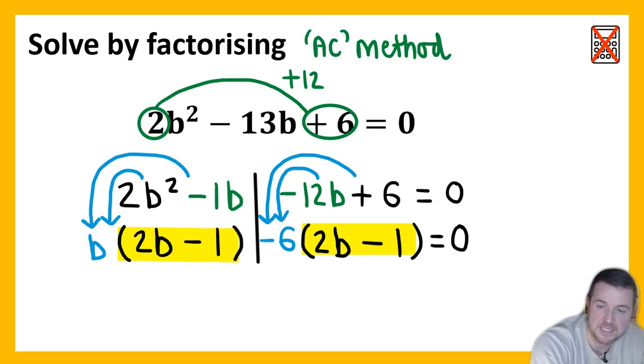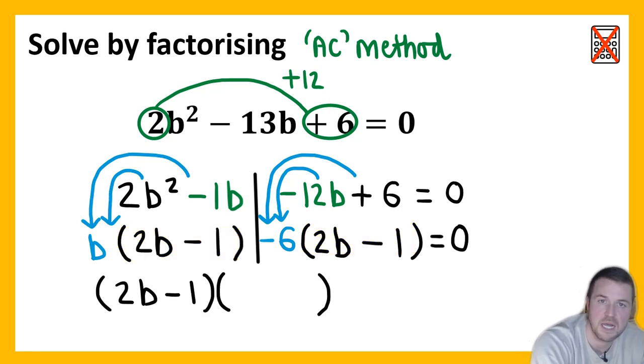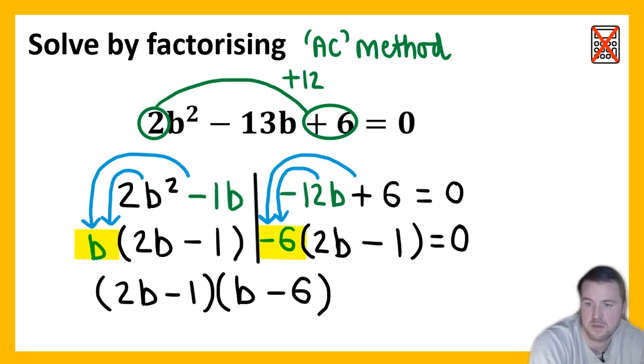One of the brackets is made up by what you've had in each of the brackets on the left and right hand side, 2b minus 1, and the other bracket is made up by the factors that you have outside of the single brackets, b minus 6.